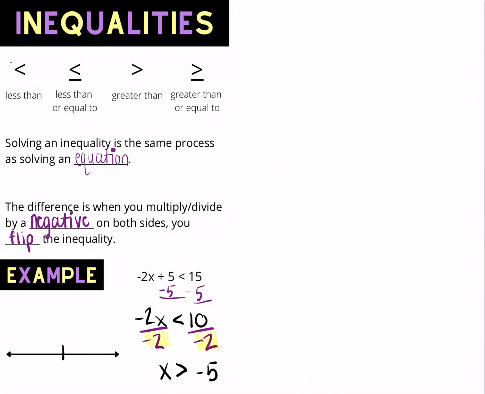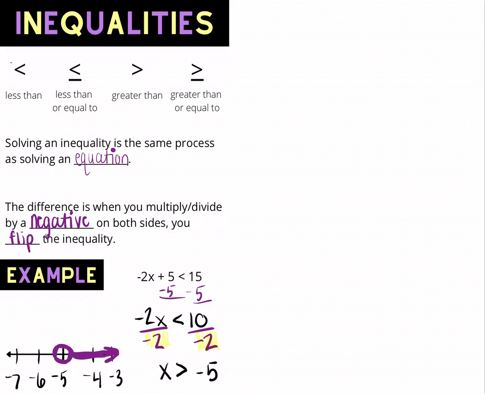Then we graph the results: negative 5, negative 4, negative 3, negative 6, negative 7. Because it's greater than, it's going to be an open circle because negative 5 is not included, and since it's greater than, we're going to go to the right. Remember that from last year, how to graph inequalities.